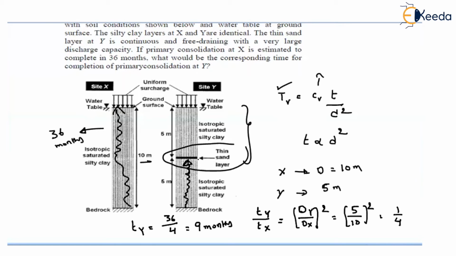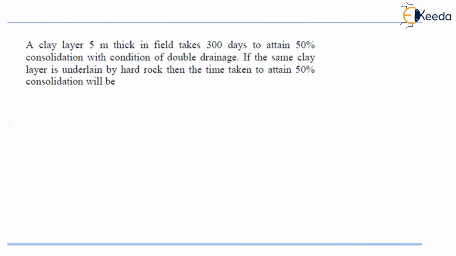So because of the introduction of this thin sand layer, the settlement will occur how many times faster? 4 times faster. For the same degree of consolidation, site X takes 36 months, but site Y will take only 9 months. Understood? Okay, all these are basic problems based on the concepts of using the time factor equation. Now let us see one more problem.